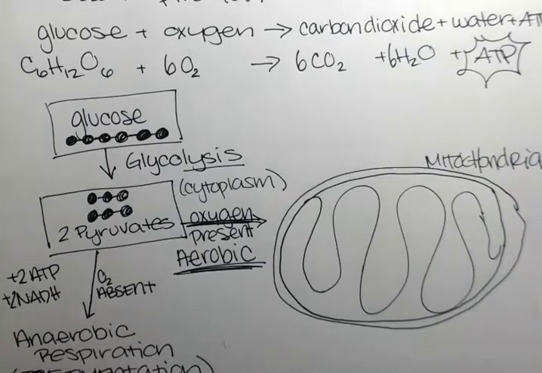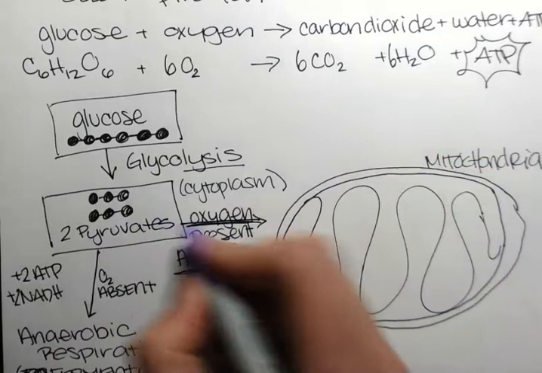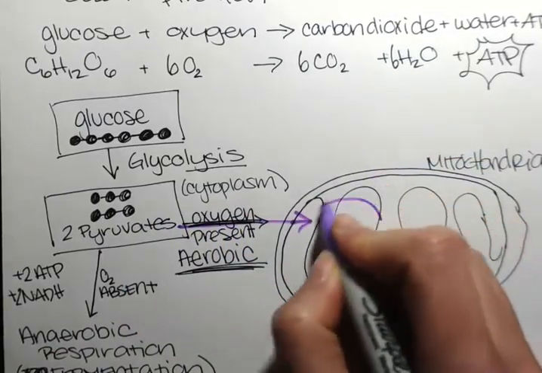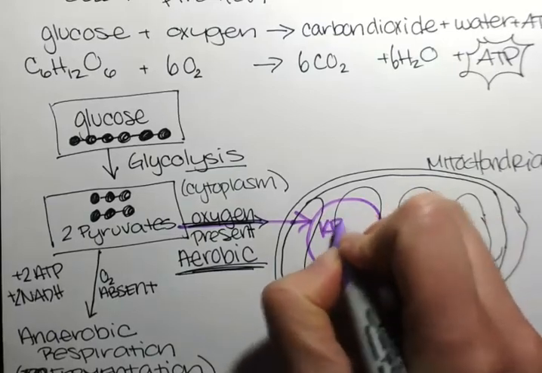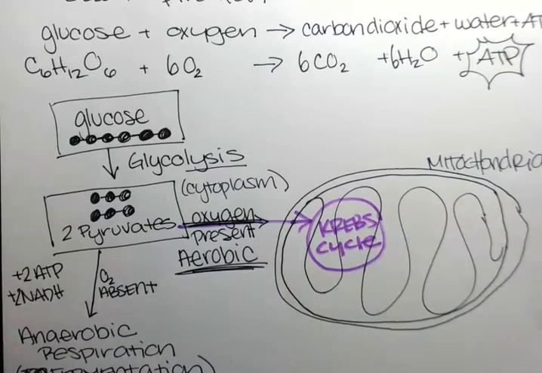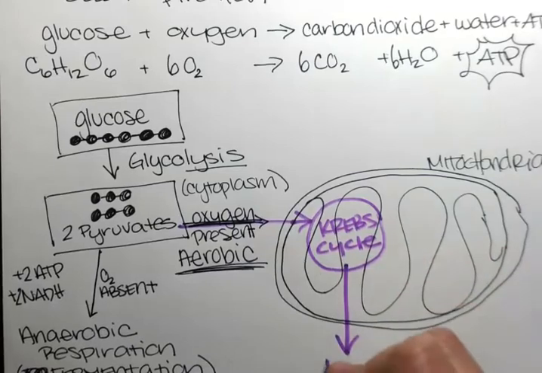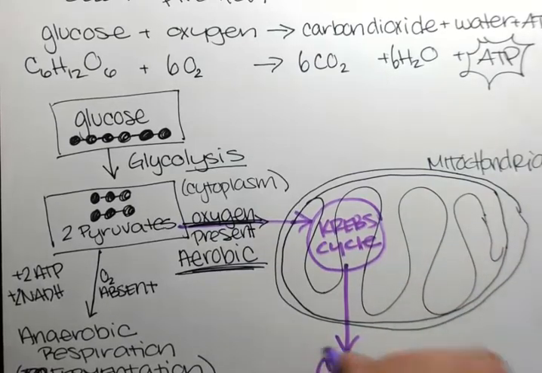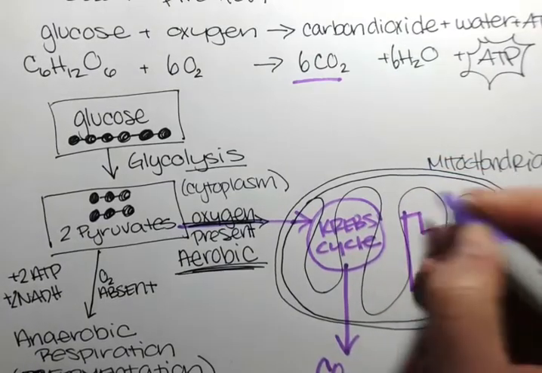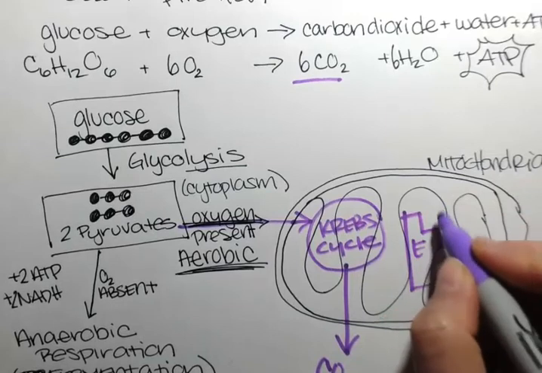And what you end up doing is having these pyruvates come in. So the pyruvate comes in, and that goes into something called the Krebs cycle. And that gets broken down, and you end up releasing some CO2. So that's where that CO2 comes from. The O2 is necessary for something called the electron transport chain.